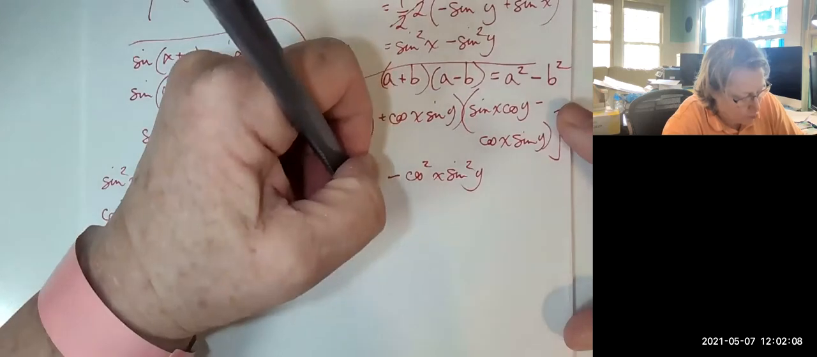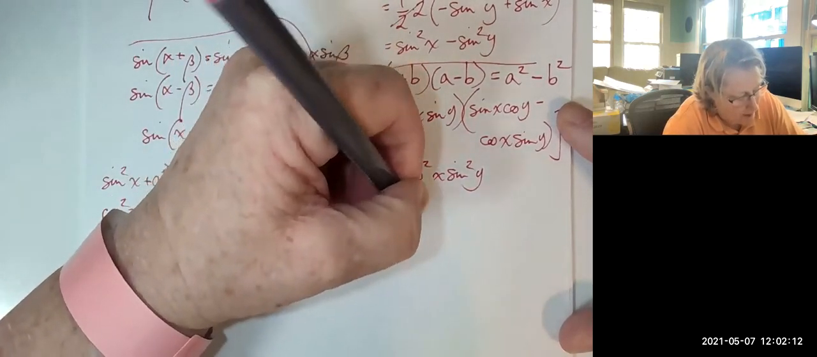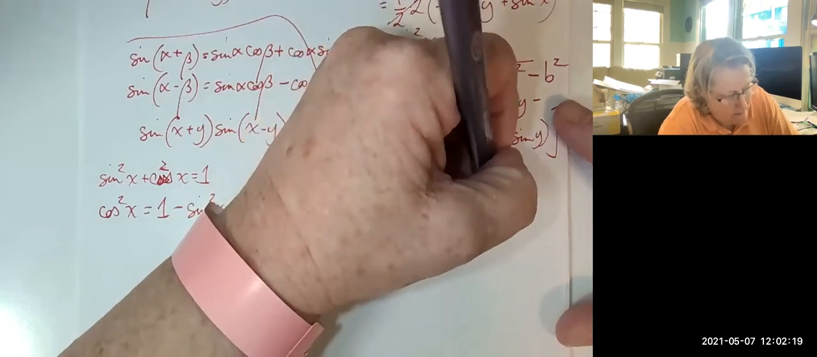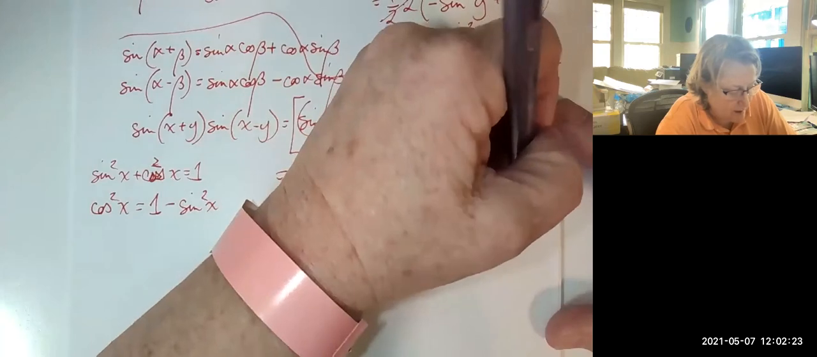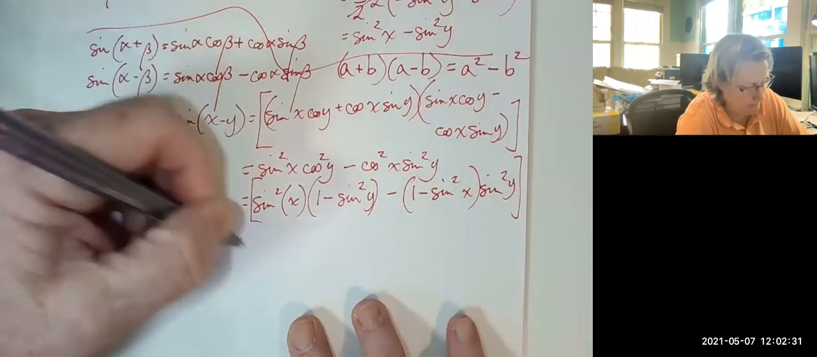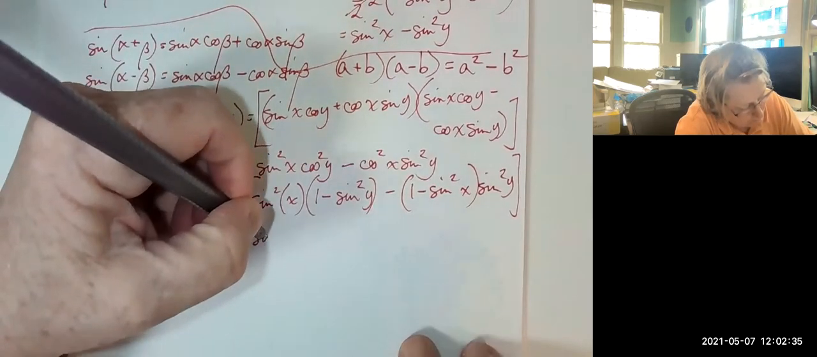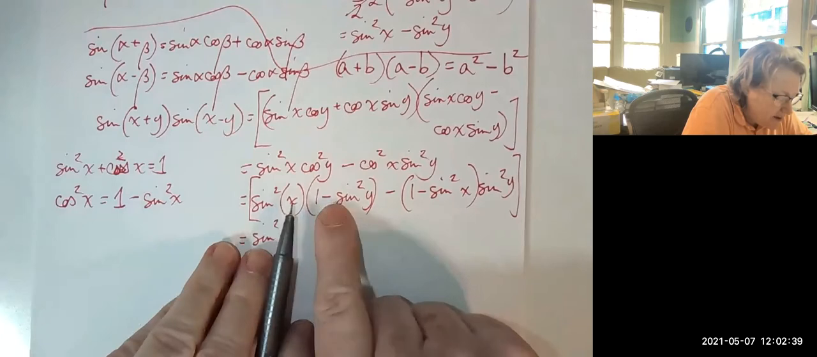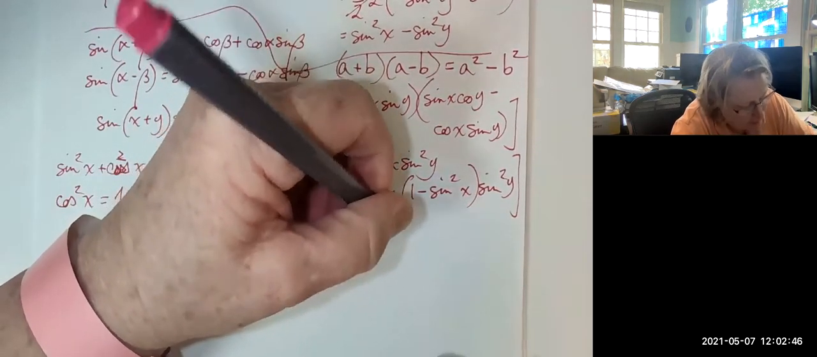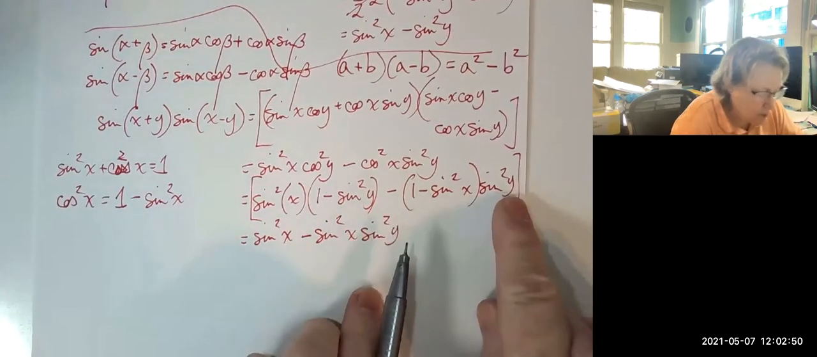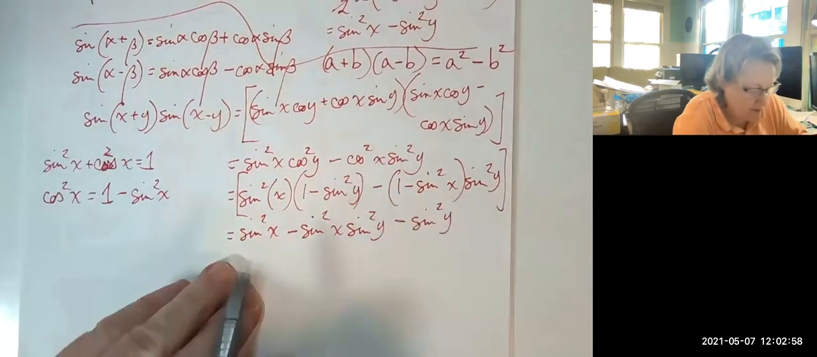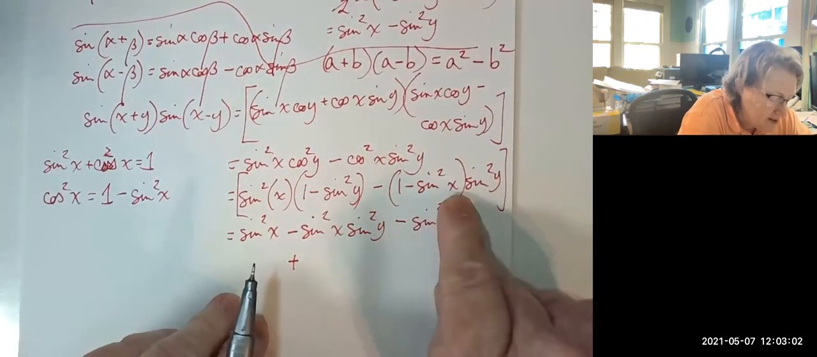So instead of cosine squared y, I'm going to write 1 minus sine squared y, and then minus, instead of cosine squared x, I'm going to write 1 minus sine squared x, and that's times sine squared y. And now I need to multiply everything out. Sine squared x times 1. Sine squared x times negative sine squared y. So negative sine squared x sine squared y, minus 1 times sine squared y. So minus sine squared y, and then negative times a negative is a positive. So plus sine squared x times sine squared y.